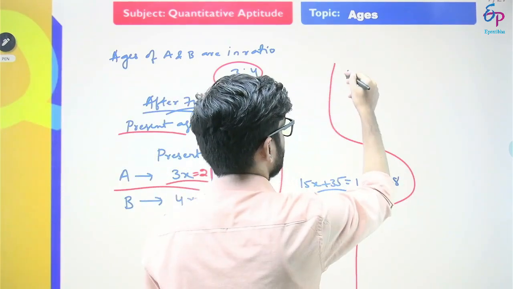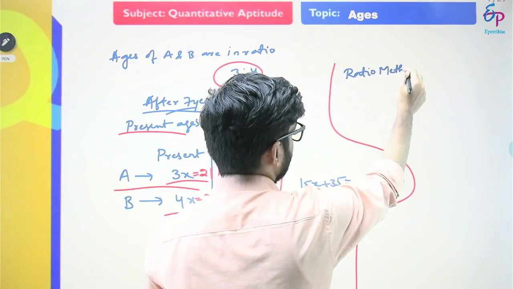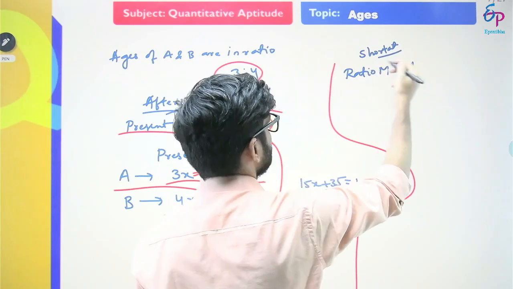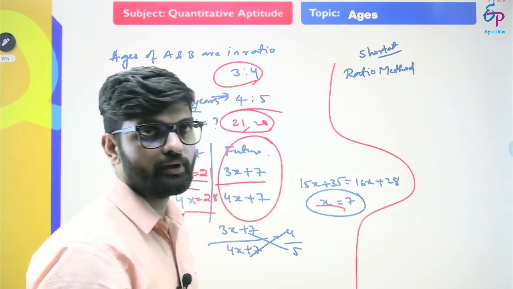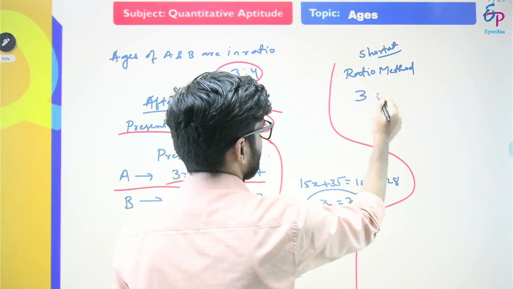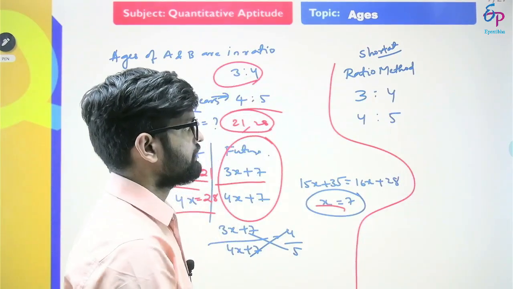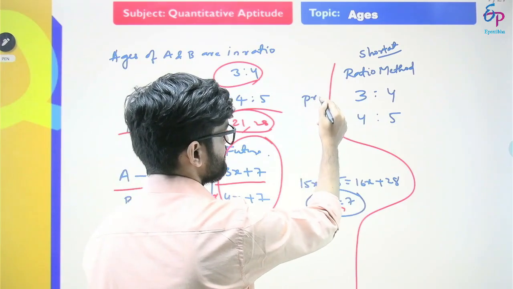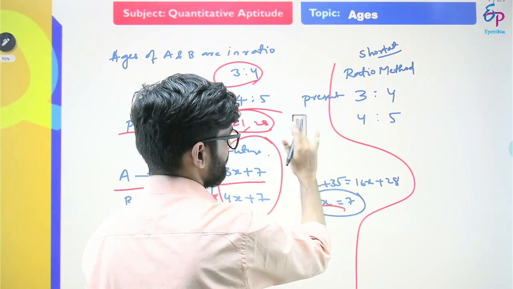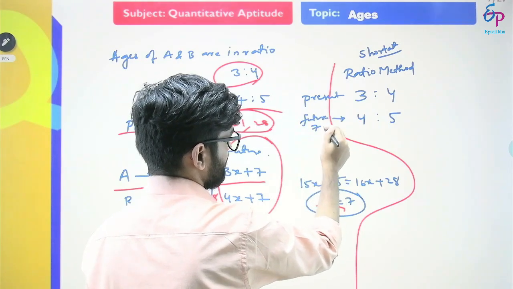Ratio method, method number 2, this is the shortcut. Very important, very easy. Okay, please listen here. In the ratio method, what you can do is just write down the ratios they have given in the question. 3:4 and 4:5. This indicates like this: this is present and this is after 7 years, that is future.